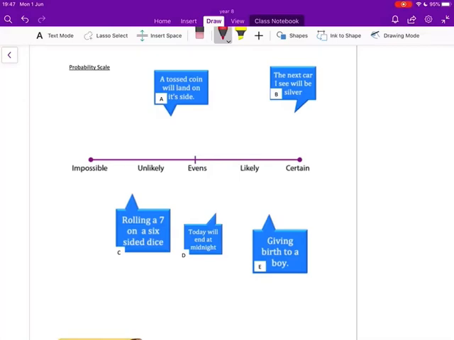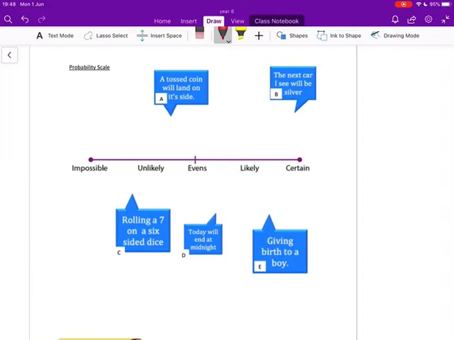Okay, so we're going to start looking at probabilities, and probabilities is looking at the chances of events happening. So we've got some events here labelled from A to E, and we're going to put those probabilities on what we call a probability scale. So we've got a probability scale running from impossible up to certain.